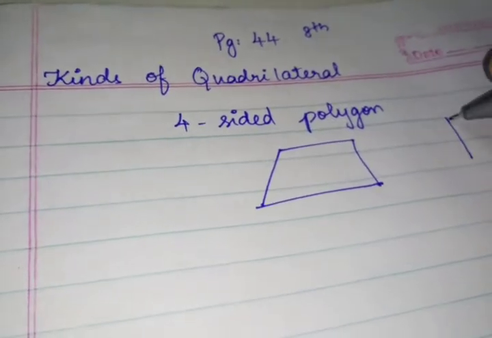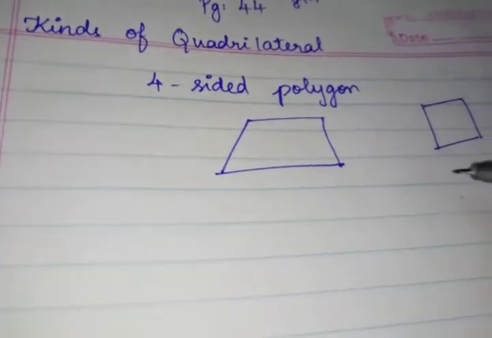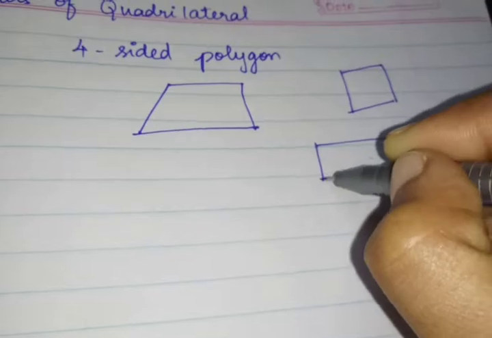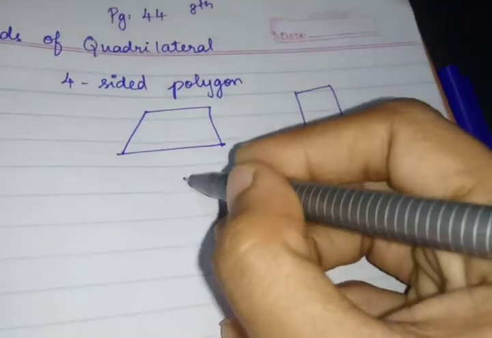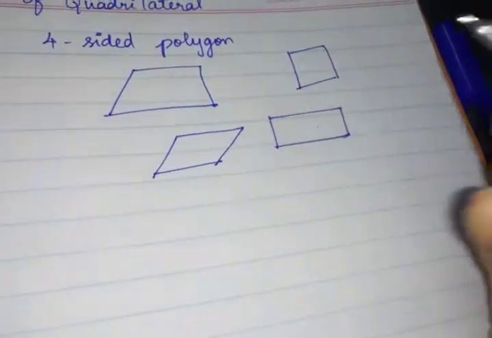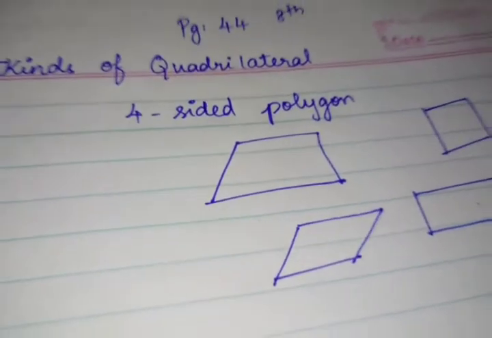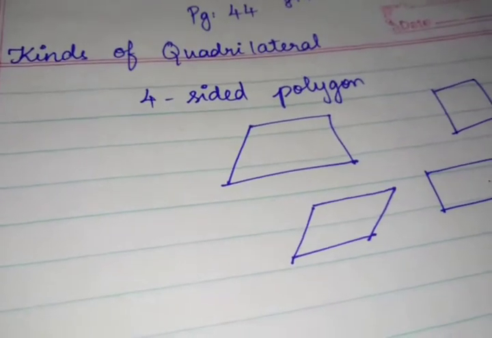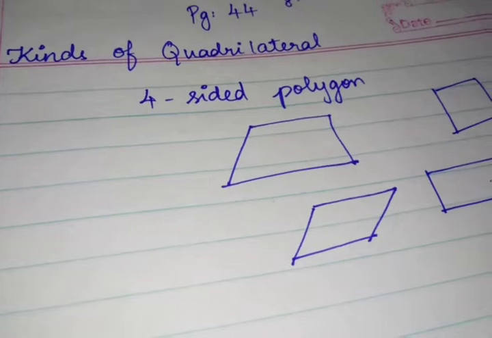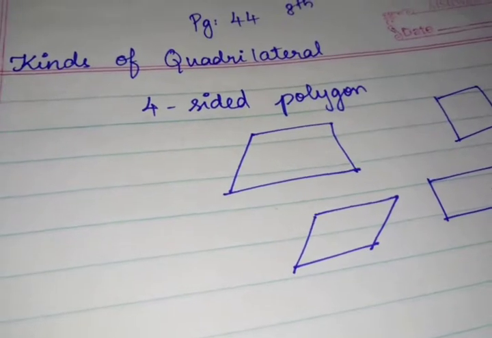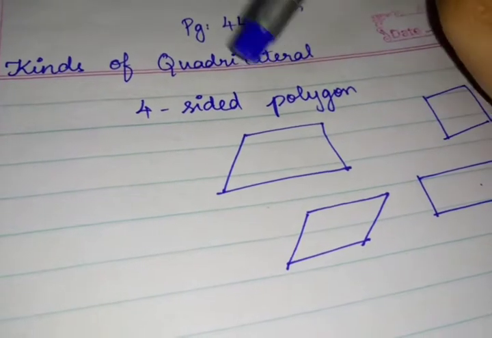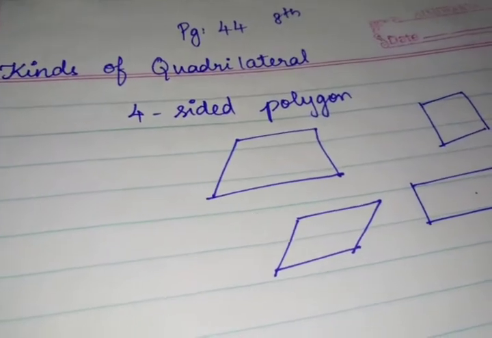Like this, square is one quadrilateral, rectangle is one quadrilateral, parallelogram is one quadrilateral. So it is a four-sided polygon. Polygon means you know, right? It is a simple closed curve made up of line segments. Okay, there we are going to learn about the kinds of quadrilateral.